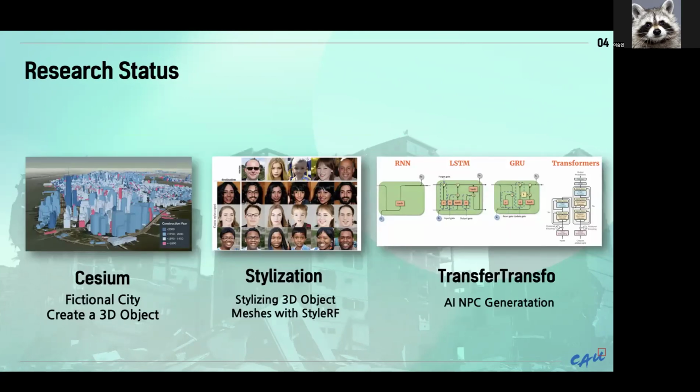In this project, we will use three different techniques to bring the virtual city to life at a specific point in time. First, we create the 3D objects of the fictional city using Cesium, which takes the GPS coordinates of the point in time and creates the 3D objects for it. Second, stylization. We extract meshes for the 3D objects created by Cesium and use StyleGAN to convert the meshes into period-appropriate styles. Finally, create realistic NPCs. We use a transformer, GPT, to create NPCs that can interact in the created city and are given behaviors and personalities appropriate to the time period.